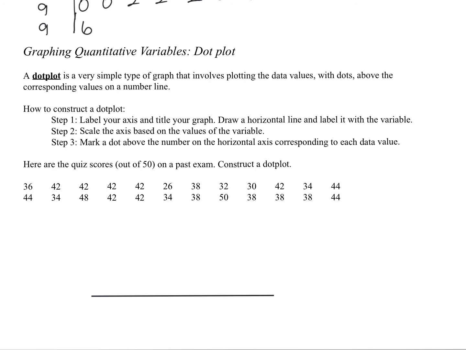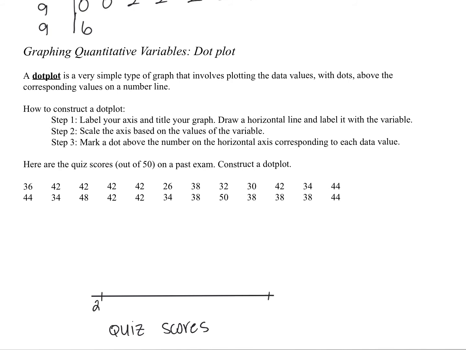So we have quiz scores out of 50 on a past exam, and we want to construct a dot plot based on this data. So my x-axis is going to represent my quiz scores. Now you can come up with your own scale for this. You can go up by 2s. I would not go up by 1s, but you can go up by 2s, 5s, however you want. I'm going to go up by 5 since my line is a little bit shorter, but if you want to make your number line a little bit longer, you could go up by 2s. It looks like the lowest score on the test was a 26, and the highest was a 50.